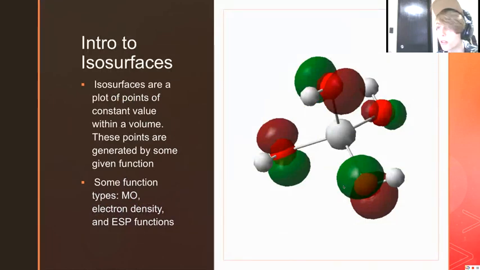So isosurfaces. Isosurfaces are a plot of points of constant value within a volume. So essentially we use a 3D function, and we can take a different constant value, and it will create a surface. If you plug a certain value into the function, it will come out with a surface. Once you find the surface, then that's essentially your isosurface. Iso stands for one, which means like a constant, and surface is a general volume or surface as stated. So next.